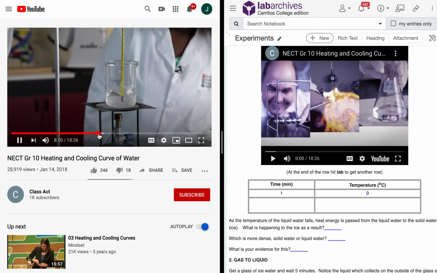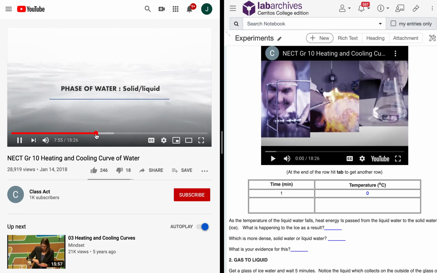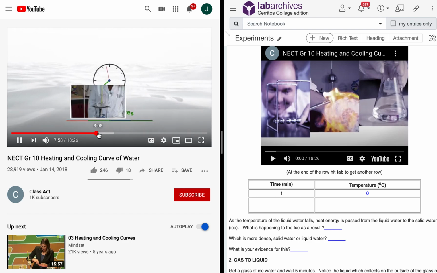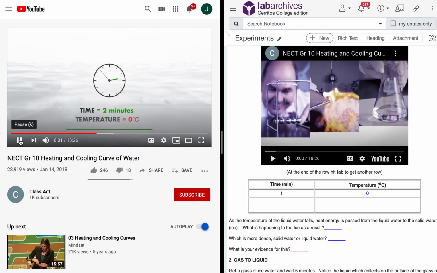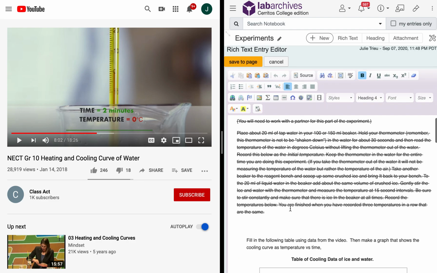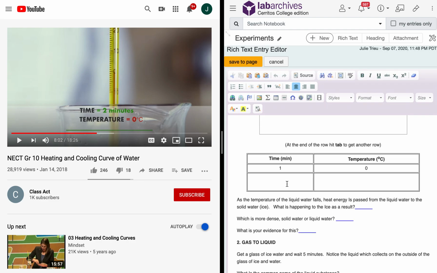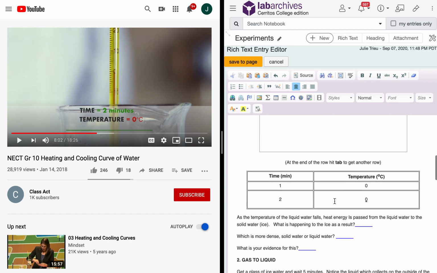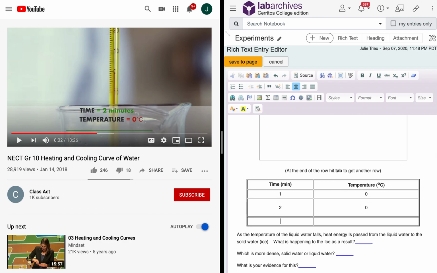Celsius. The phase is still solid and liquid. Now we wait for the rest of the minute. So for example, at the first minute, the temperature was measured at 0 degrees Celsius, and then I record it. After the second minute, a minute later, the temperature is still the same, 0 degrees Celsius. Now you keep going, so you need to watch it and then record.